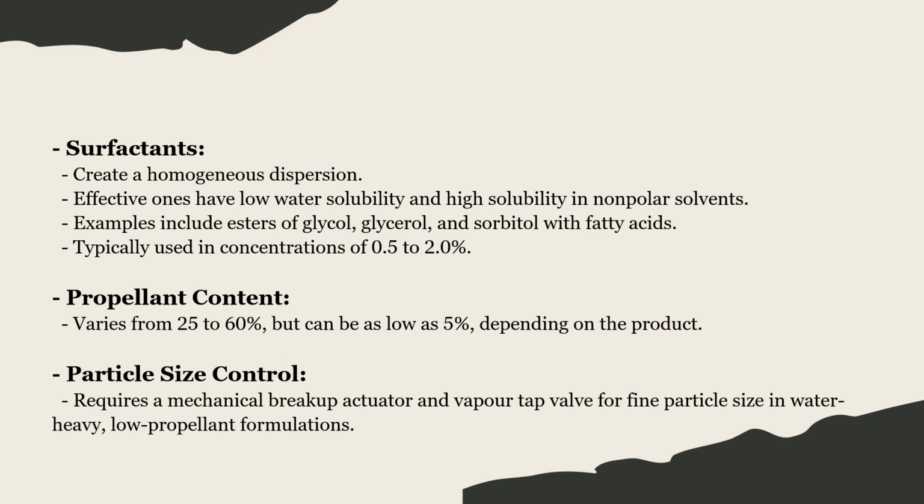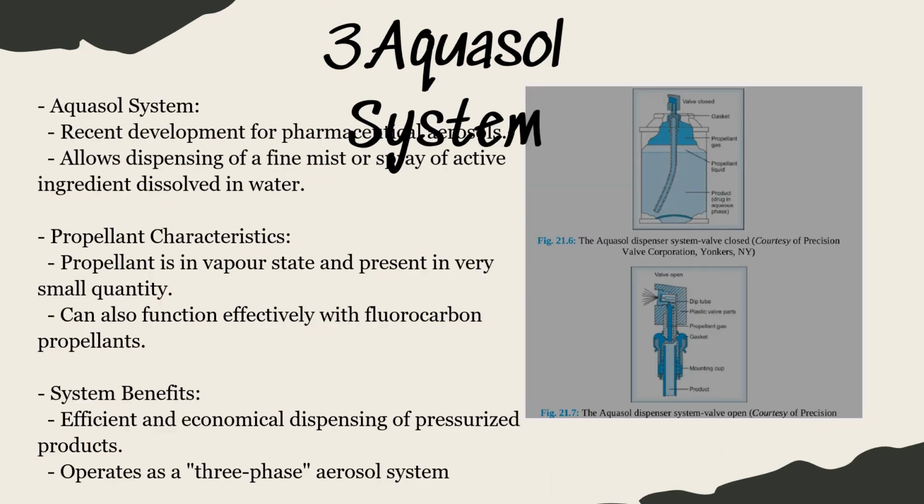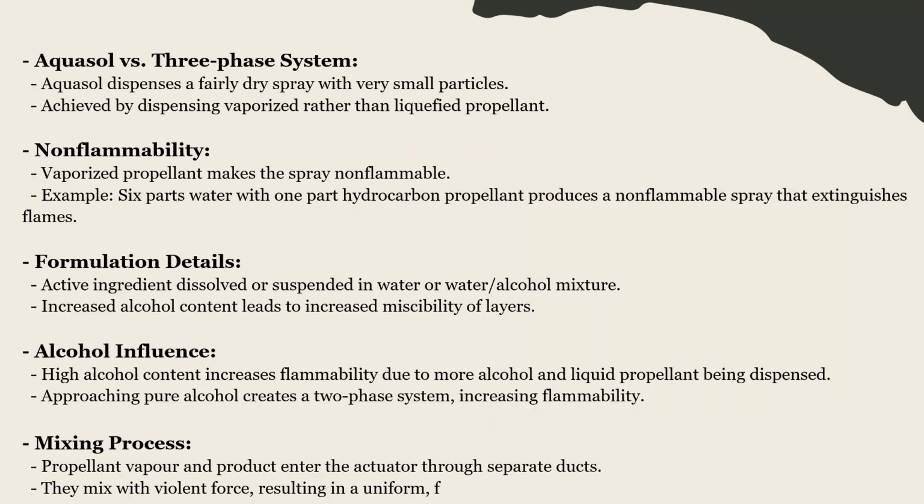Particle size control requires mechanical breakup actuators and a vapor tap valve for fine particle size in water-heavy, low propellant formulations. It is a recent development for pharmaceutical aerosols. It allows dispensing of a fine mist or spray of active ingredient dissolved in water. Propellant characteristics: propellant is in vapor state and present in very small quantity. It can also function effectively with fluorocarbon propellants. System benefits: efficient and economical dispensing of pressurized product; it operates as a three-phase aerosol system.